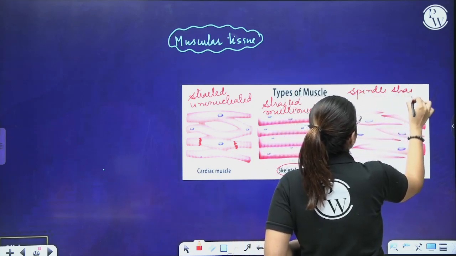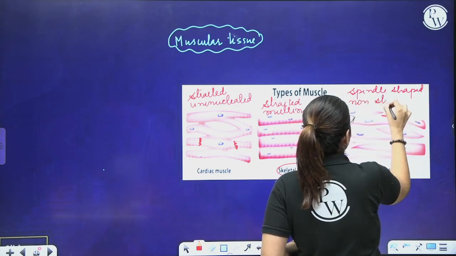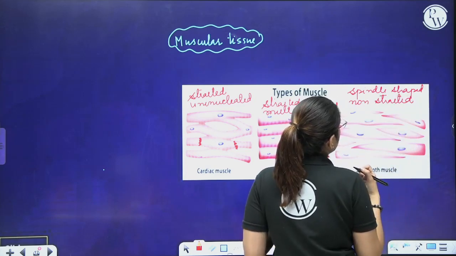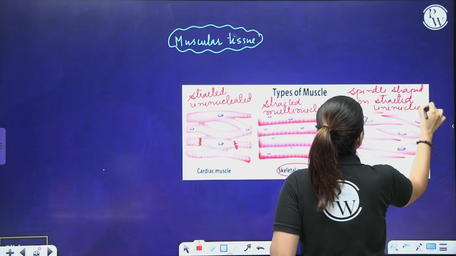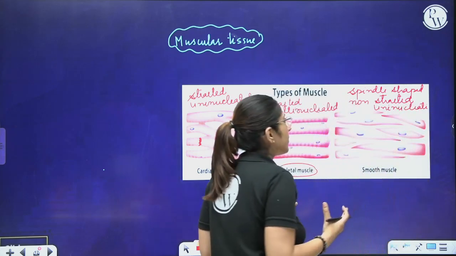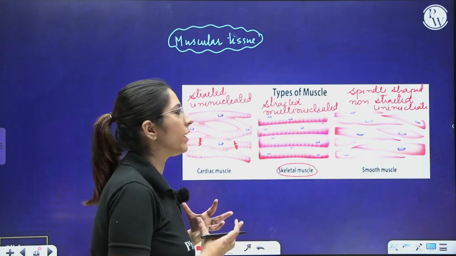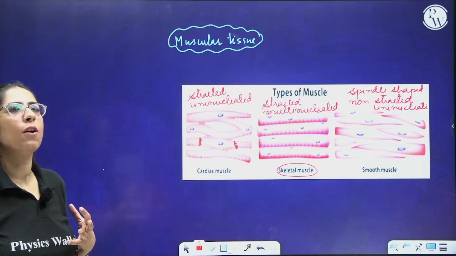And these are spindle shaped, right? These are non-striated. Can you see a striation, right? No. So non-striated muscles they are. And in fact, they are also uninucleated. So they basically surround the viscera and they are not under our control. They are involuntary.